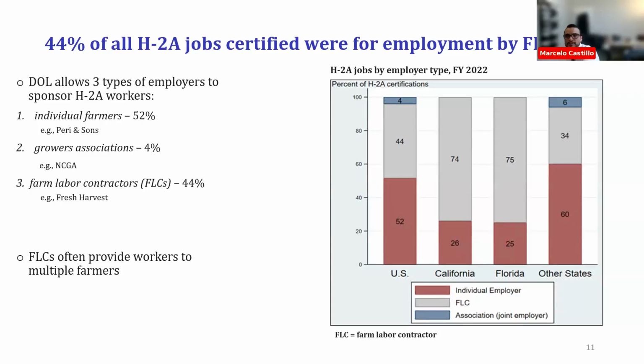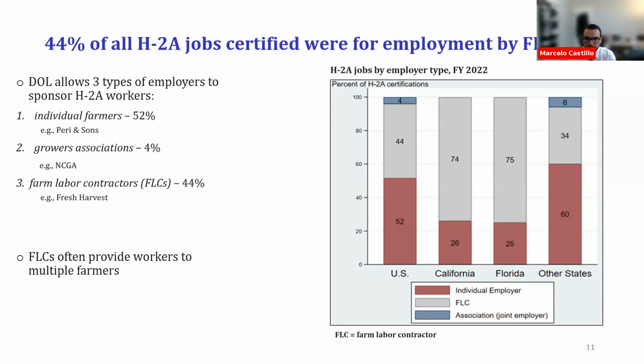All right, so part of the reason why H2A employment is so concentrated is that many H2A workers are hired by farm labor contractors, by FLCs. And FLCs tend to ask for lots and lots of workers. By DOL regulations, 3 types of employers can request H2A guest workers. We have individual farmers, we have growers associations, and we have FLCs. FLCs often provide H2A workers to multiple individual employers, and this partly explains why they tend to be some of the larger employers in the program.